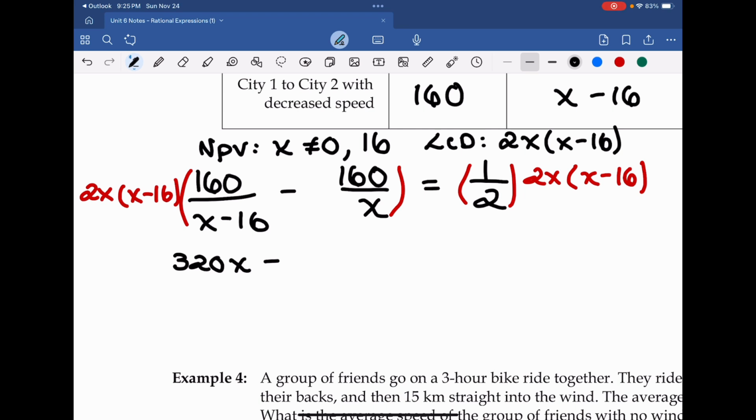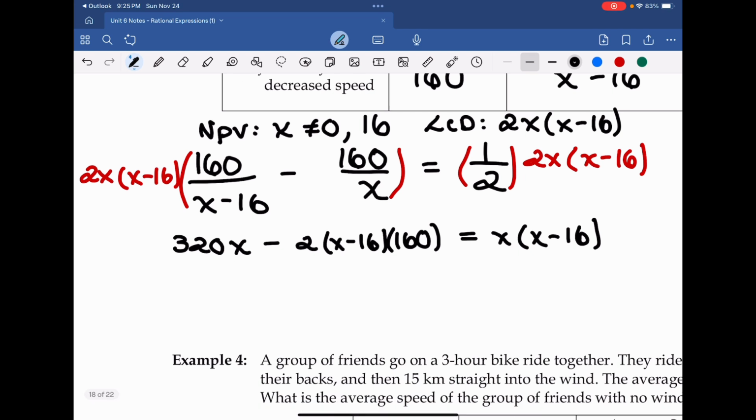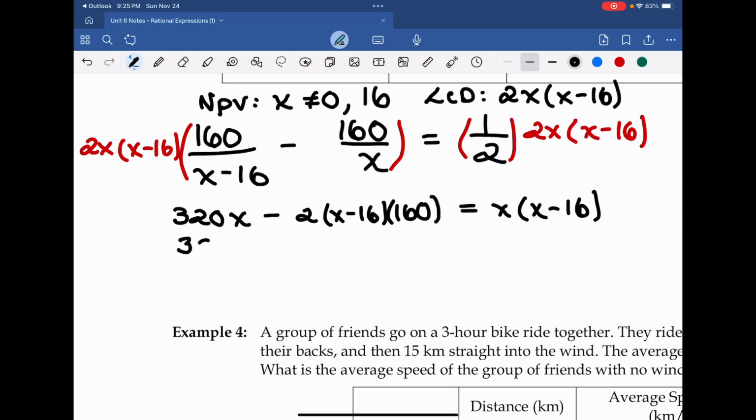This is going to end up causing the x's to go away, and we end up having 2 times the x minus 16 times 160. And then on the other side, our 2's are going to cancel, and we're left with x times x minus 16 as such. Now, what we're going to do here is we're just going to expand what we can.